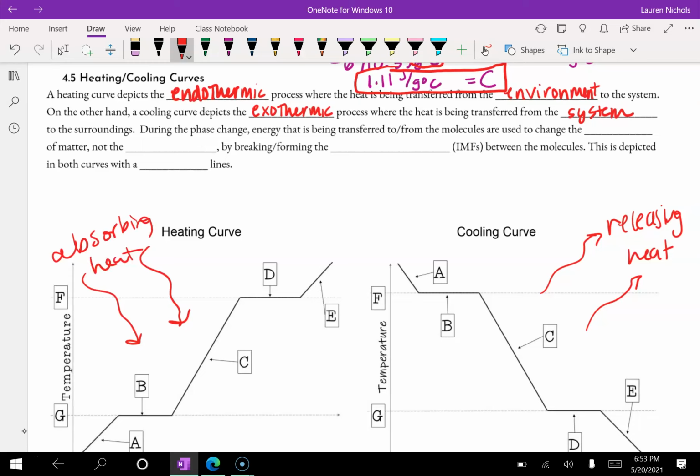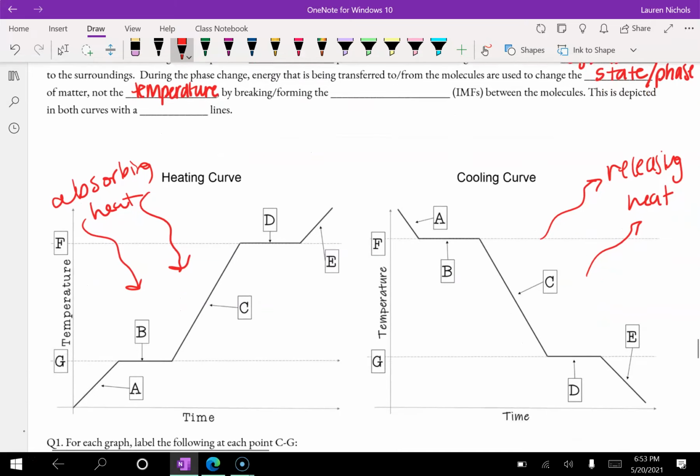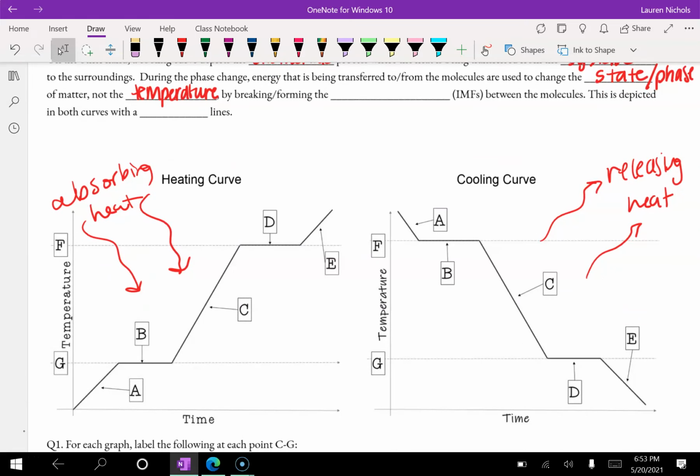Now, during the actual phase change, energy that is being transferred to or from the molecules is being used to change the state of matter or the phase of matter. Not the temperature, okay? So at those flat lines, where the phase changes occur, the temperature doesn't change because the energy can only be used to change one thing at a time. It's either changing the temperature or it's changing the phase.